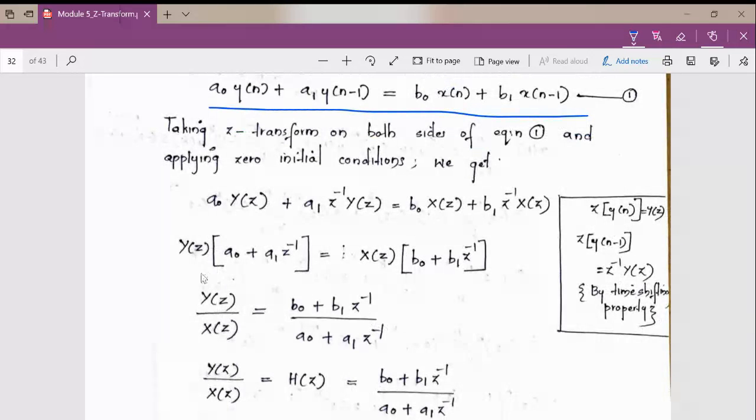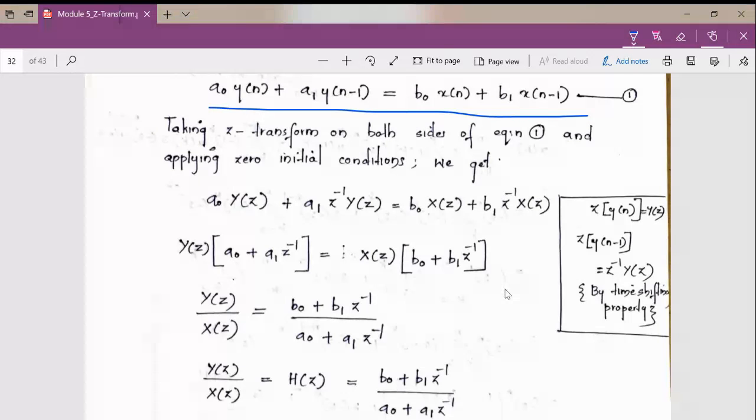And we are rearranging that as Y of z by X of z. Our transfer function is of the form output divided by input. So we are considering the output of the LTI system as y and the input of the LTI system as x. So Y of z by X of z will be equivalent to b0 plus b1 z raised to minus 1 divided by a0 plus a1 z raised to minus 1, and so on, we can put etc. here. Okay. So here we are applying the Z transform.